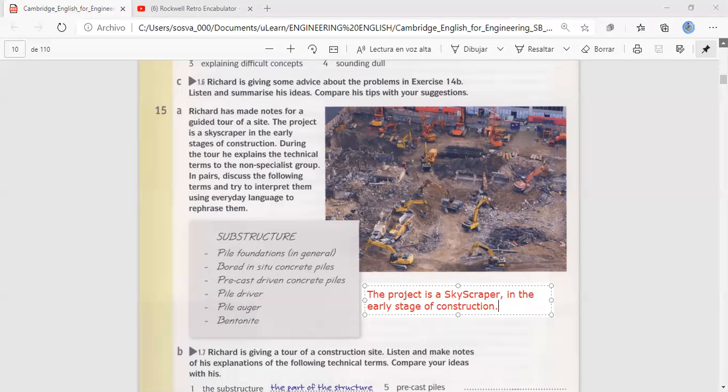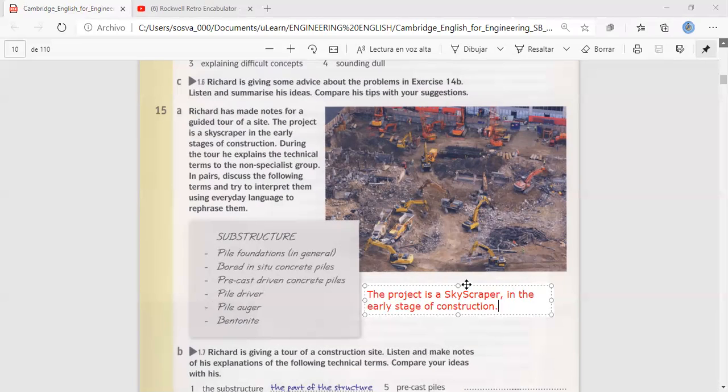So we're going to discuss the following terms and try to interpret them using everyday language. These subjects about the substructure, we're going to explain again, but not in this case as Richard. We're going to explain in some colloquial everyday language.